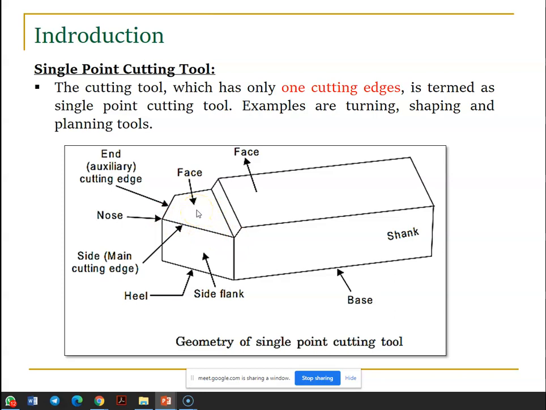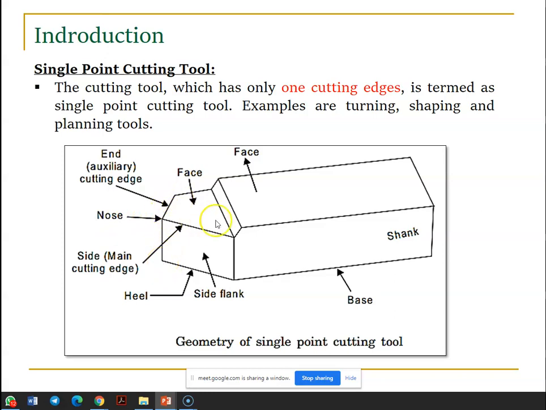On the face, this edge is called the end cutting edge, and this is the side cutting edge or main cutting edge. We call it the main cutting edge because machining happens here. When the tool touches the workpiece, this edge is the main contact. The intersection point of the two edges, the end or auxiliary cutting edge and the side or main cutting edge, we call the nose.